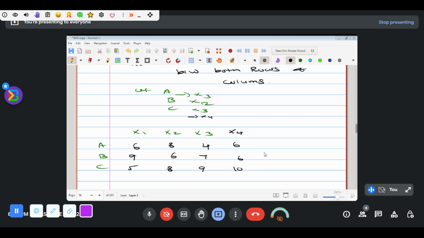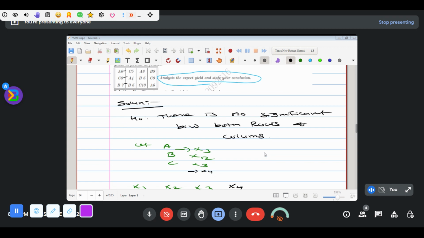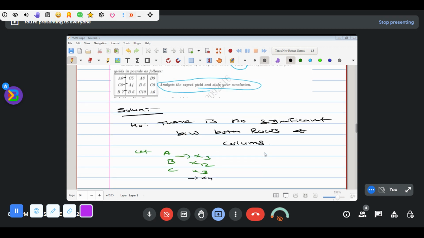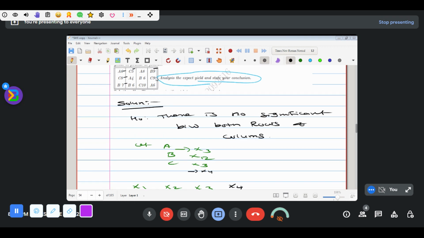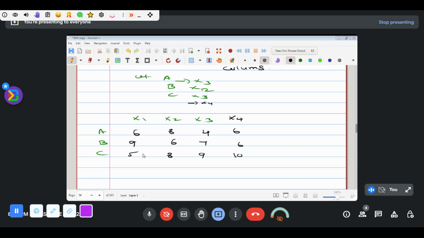How to write? Please check that table. 6, 9: the corresponding B value is 9, and the corresponding C value is 5. Therefore 6, 9, 5. Any doubt regarding this table?